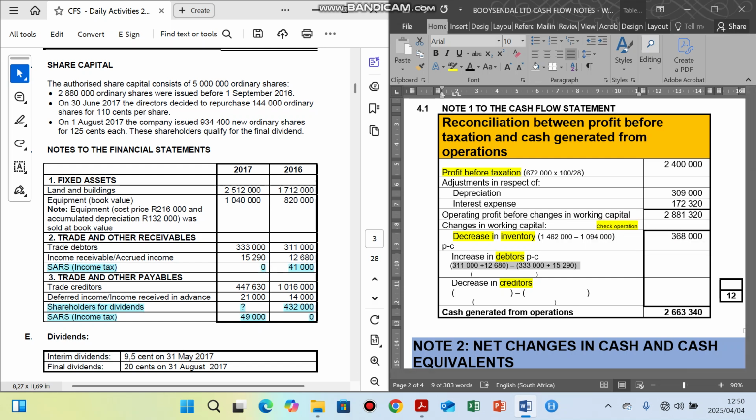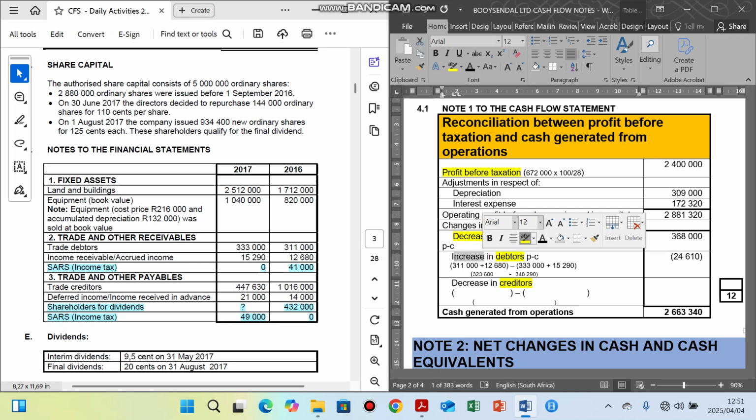Okay, so what do we do then? You take the previous one, which is 311,000 plus 12,680, and then you minus the current one, which is the amount that we are having there. Okay, so it's very important for us to consider that. Then the amount that we are getting is negative 24,610.